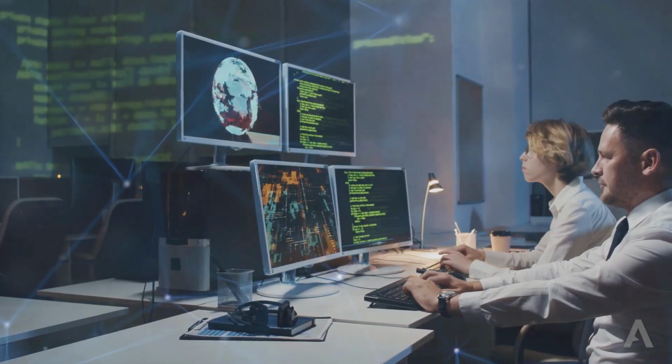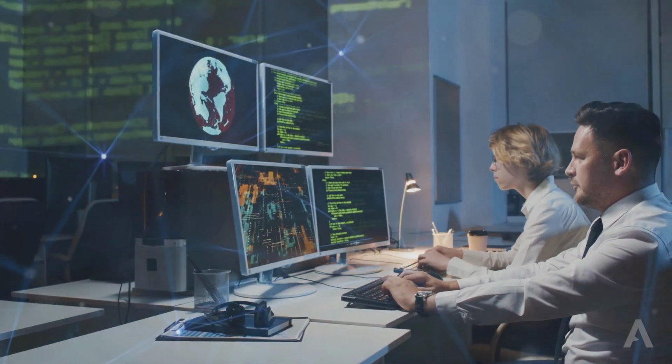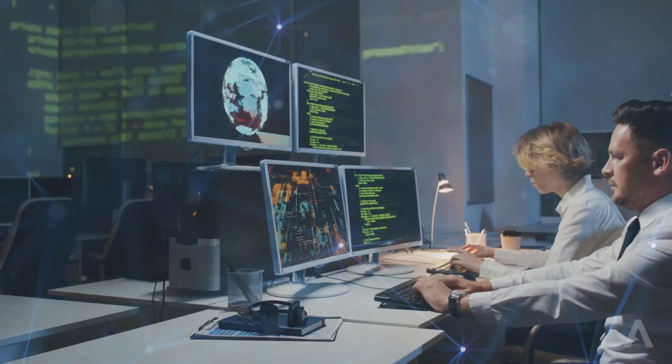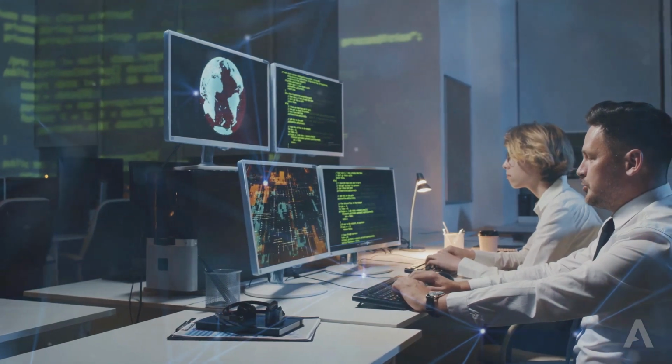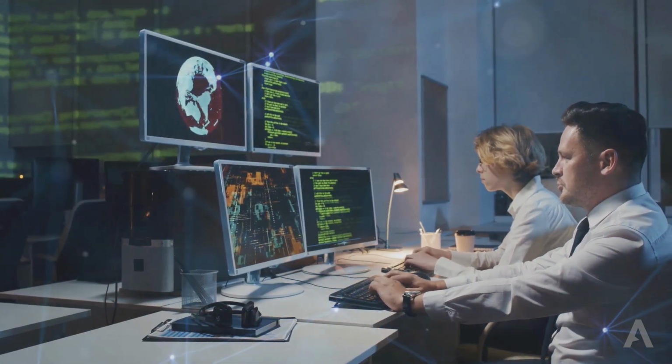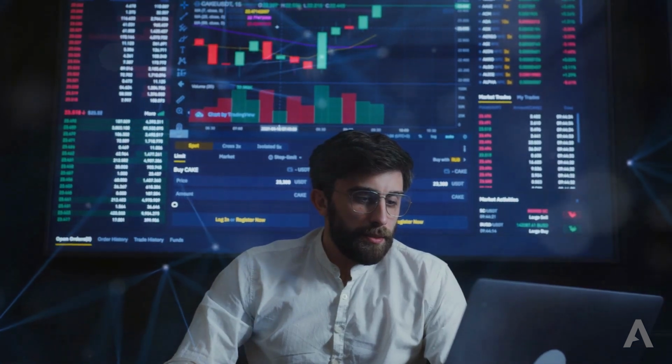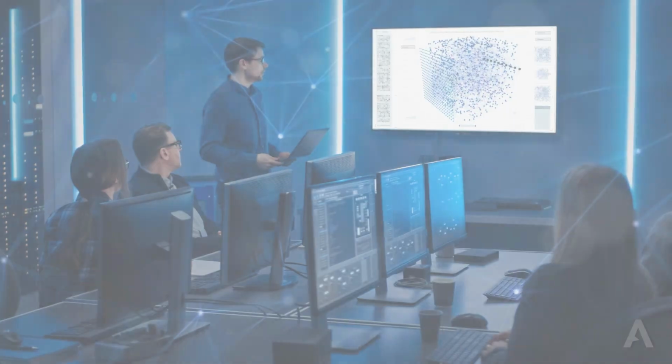Deployment and configuration. Deploying and configuring EDR solutions across an organization can be complex and time-consuming. Alert fatigue. EDR solutions can generate a high volume of alerts, potentially leading to alert fatigue among security teams. Cost. EDR solutions can be costly, especially for large organizations with many endpoints.